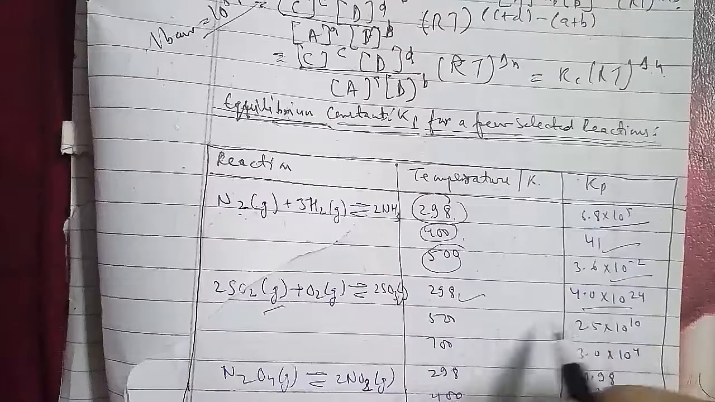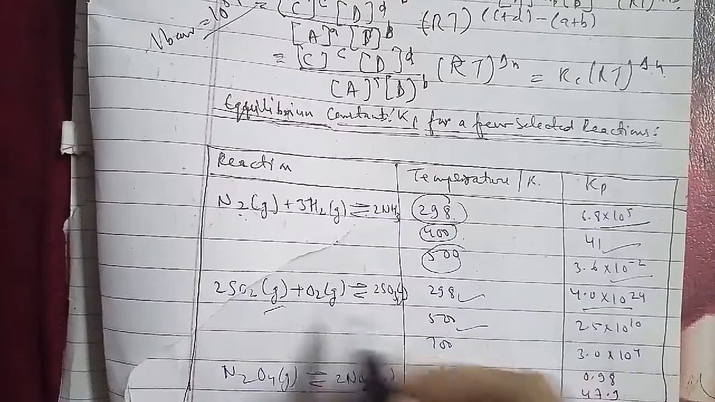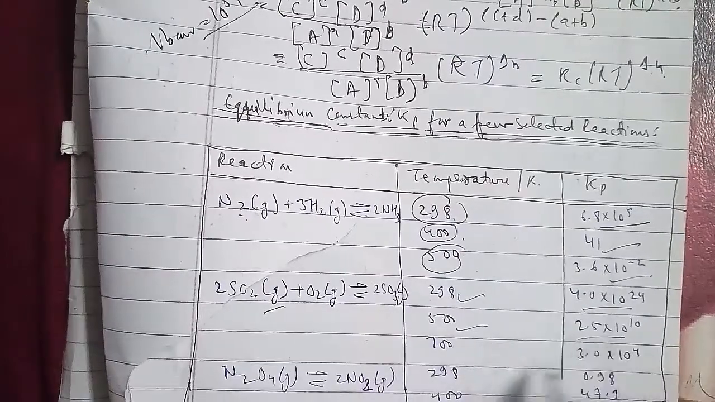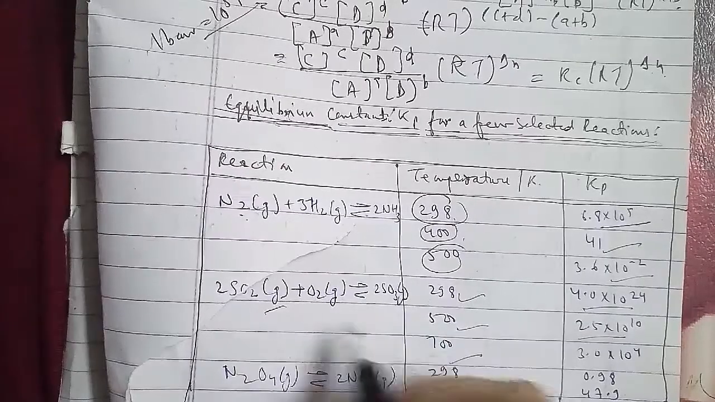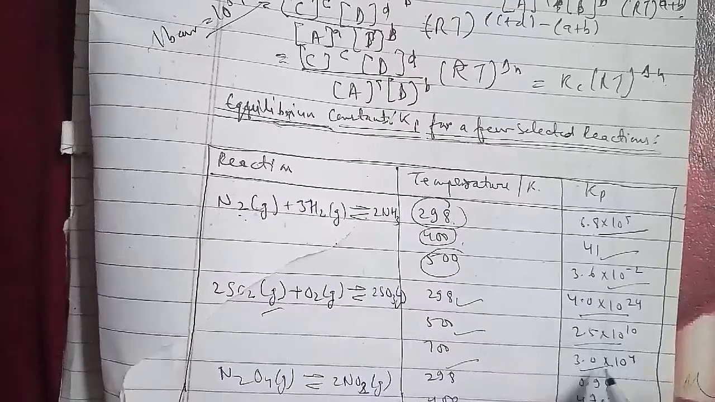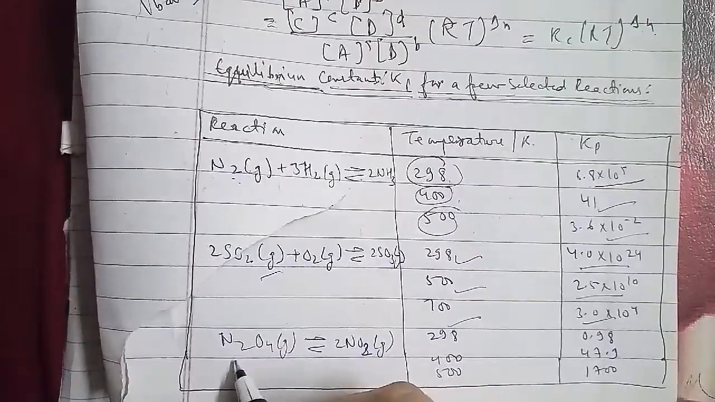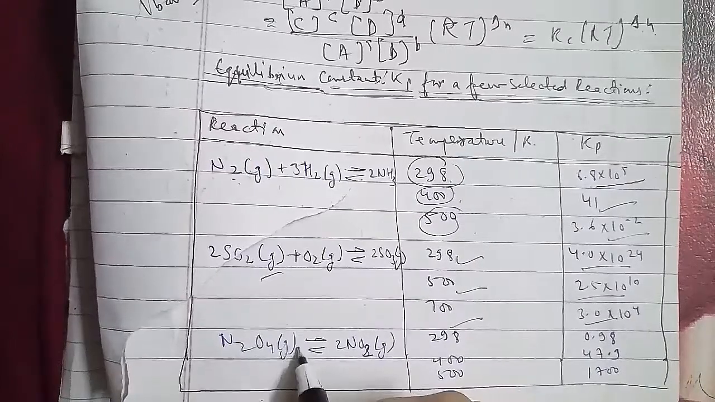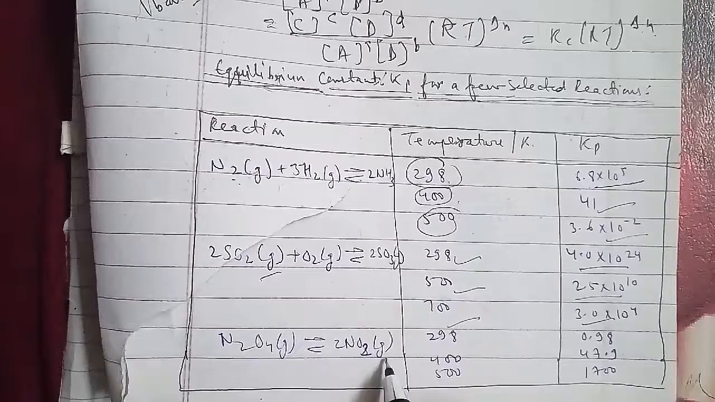Now we'll move ahead with another equation, and that is N2O4 in the form of gas, and it will give 2NO2 in the form of gas, and vice versa 2NO2 जो है वो N2O4 आपको देगा, and then when it is 298 Kelvin, then for this reaction Kp is 0.98, when you take 400 Kelvin, then you will get 47.9 here, and of course at 500 Kelvin for this reaction, then you will get Kp is 1700 here.